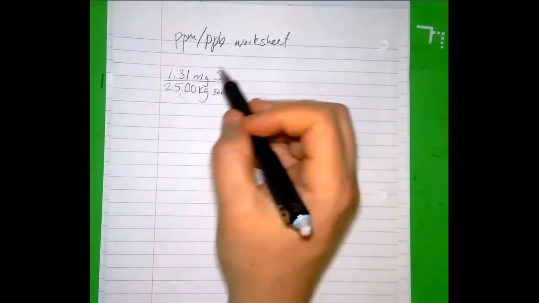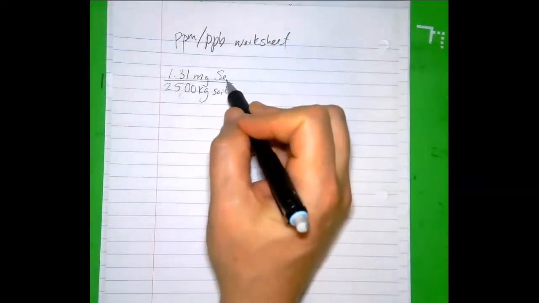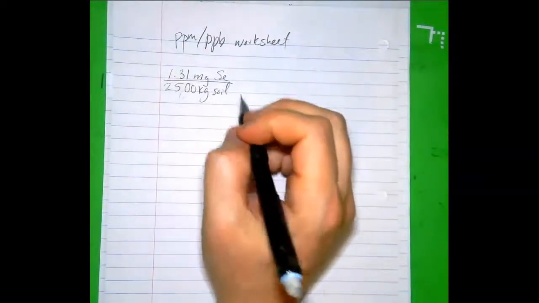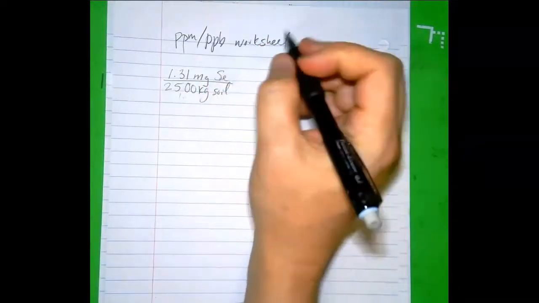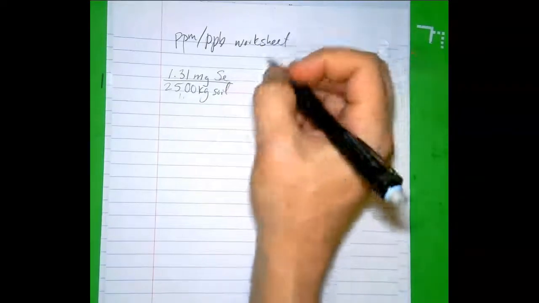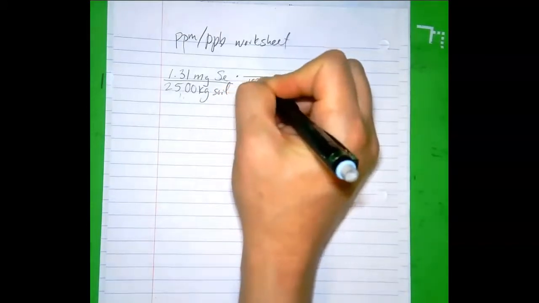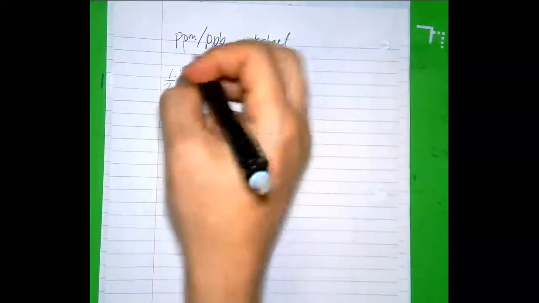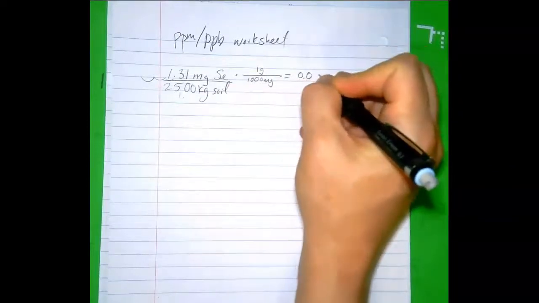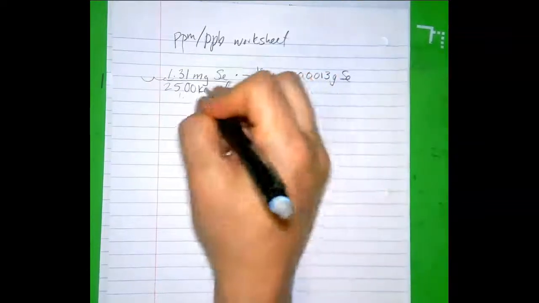Okay, I've written out the givens. We have 1.3 milligrams of selenium and 2,500 kilograms of soil. In this case, selenium is our solute and soil is our solution. So we need to convert them both to the same unit. It's probably easier to just convert them both to grams. Why don't we just do it on the top here? We know that there's 1,000 milligrams for every 1 gram. We'll convert that one, move this over 3. 1, 2, 3. 0.0013 grams of selenium.